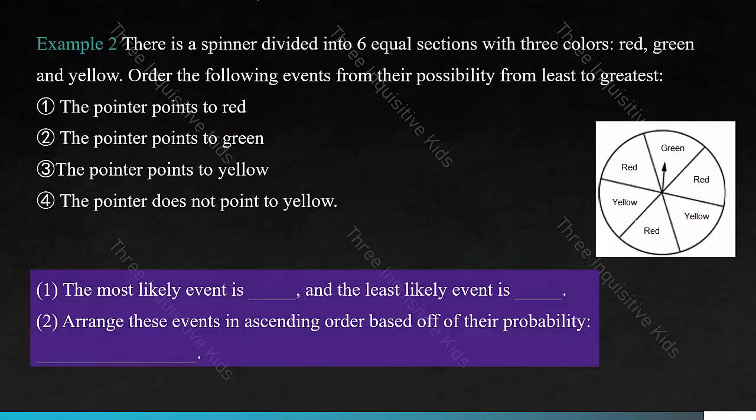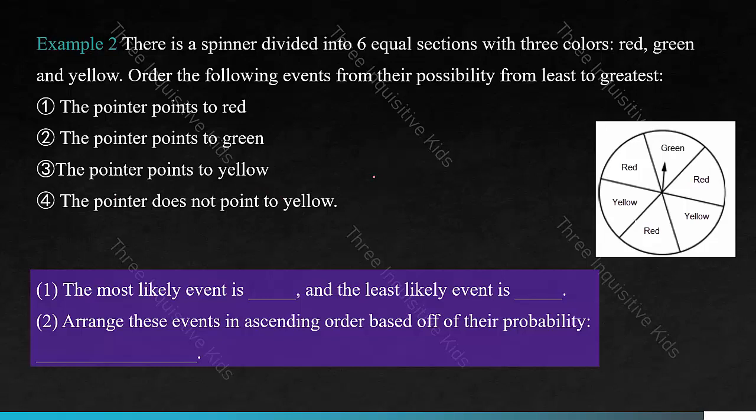There is a spinner divided into 6 equal sections with 3 colors: red, green, and yellow. Order the following events from their possibility from least to greatest. Number 1, the pointer points to red. Number 2, the pointer points to green. Number 3, the pointer points to yellow. Number 4, the pointer does not point to yellow.